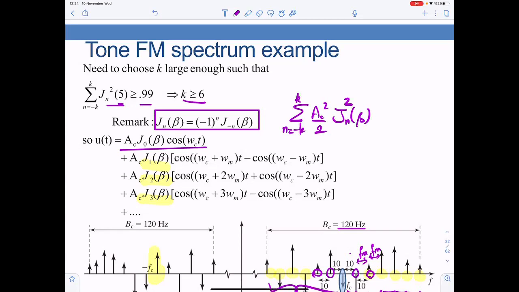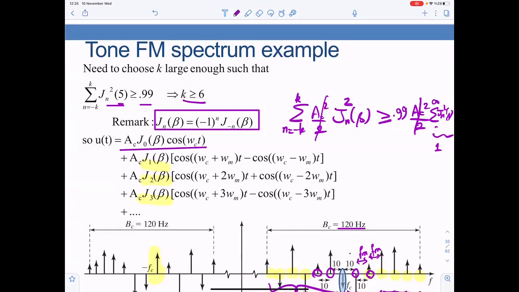And we want this to be greater or equal to 0.99 times AC squared over 2 times the summation of Jn squared of beta, from minus infinity to infinity. Okay, so cancel the AC squared over 2, and this thing is 1. Oops, maybe that's the detail that's missing for you.